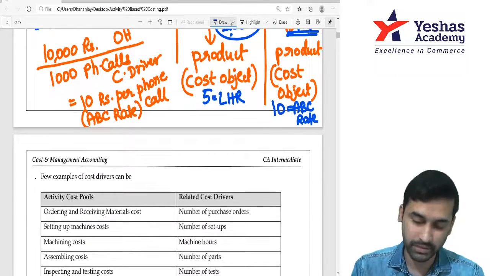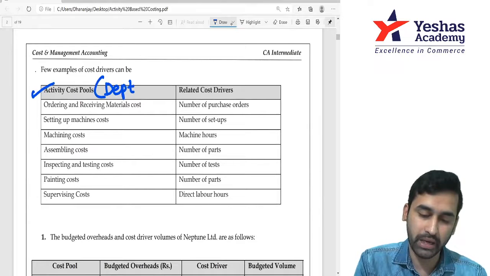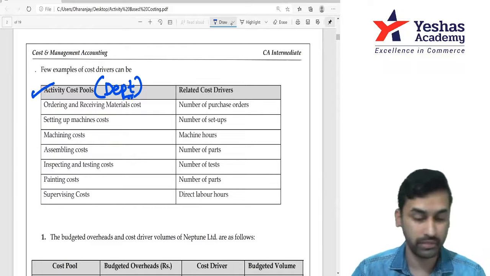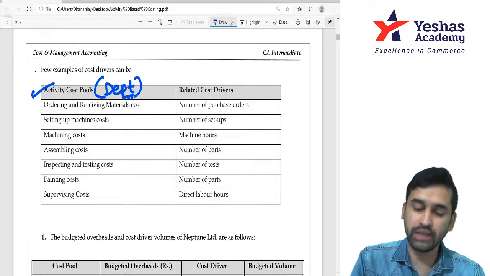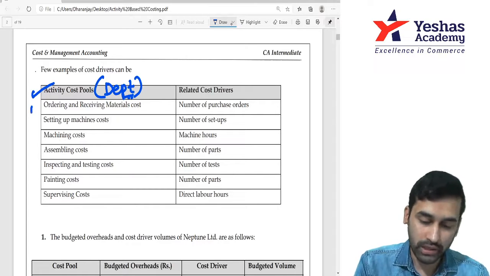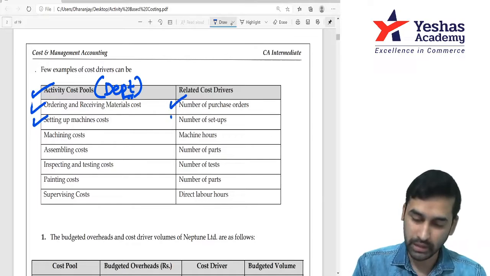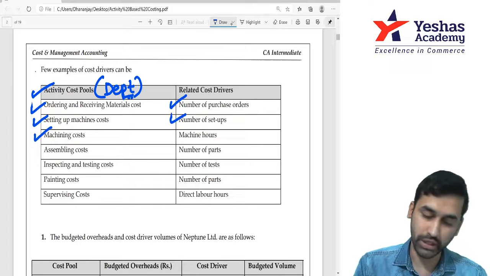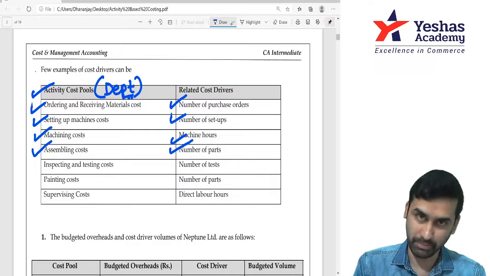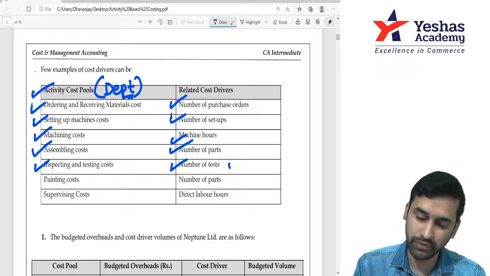Let's see some examples. See this. Activity cost pool means what in simple? Department. Activity cost pool means a place where money is incurred. And related cost drivers. I told you cost driver is anything that drives the cost. Ordering department, number of purchase orders. Setting up machine, number of setups. Machining cost, machine hours. Assembly department cost, number of parts assembled. Inspection cost, number of tests conducted or number of inspections.